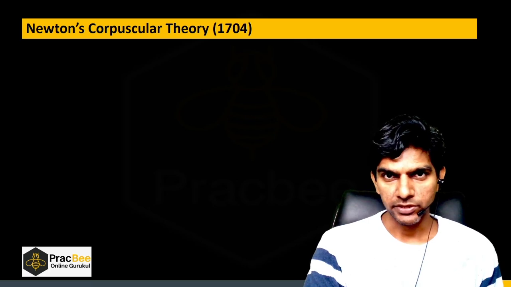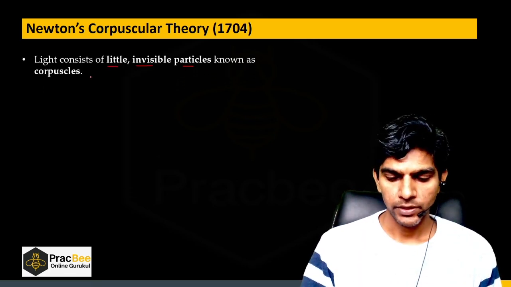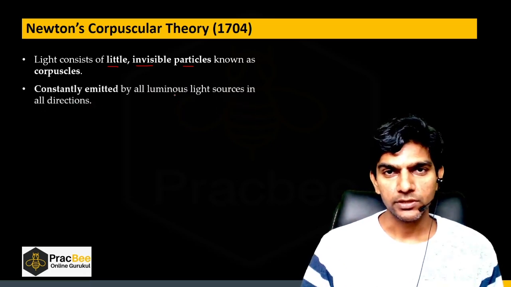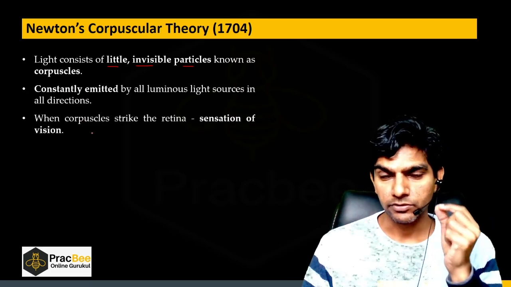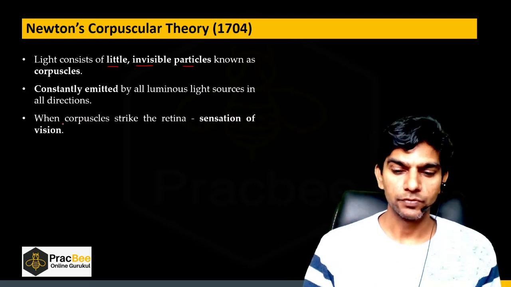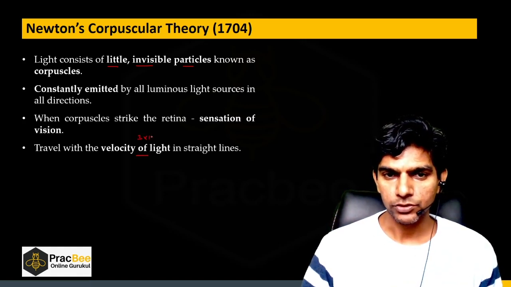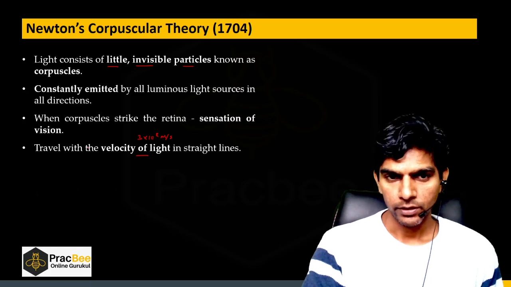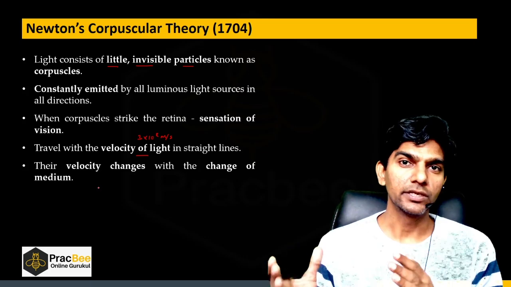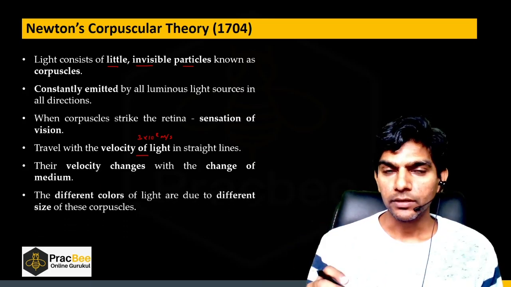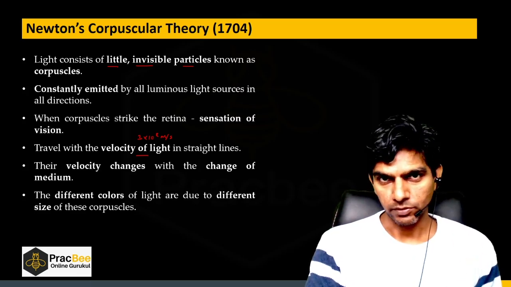Now let us see some key points about this theory. First, light consists of little invisible particles known as corpuscles. If there is a luminous source, it will constantly emit these particles. When these corpuscles strike the retina of our eye, we have the sensation of vision, and they travel with the speed of light, which is 3 into 10 raised to power 8 meters per second in vacuum. The velocity changes as these particles move from one medium to another, and different colors of light are because of the different sizes of the corpuscles. So these are the key points about this particular theory.